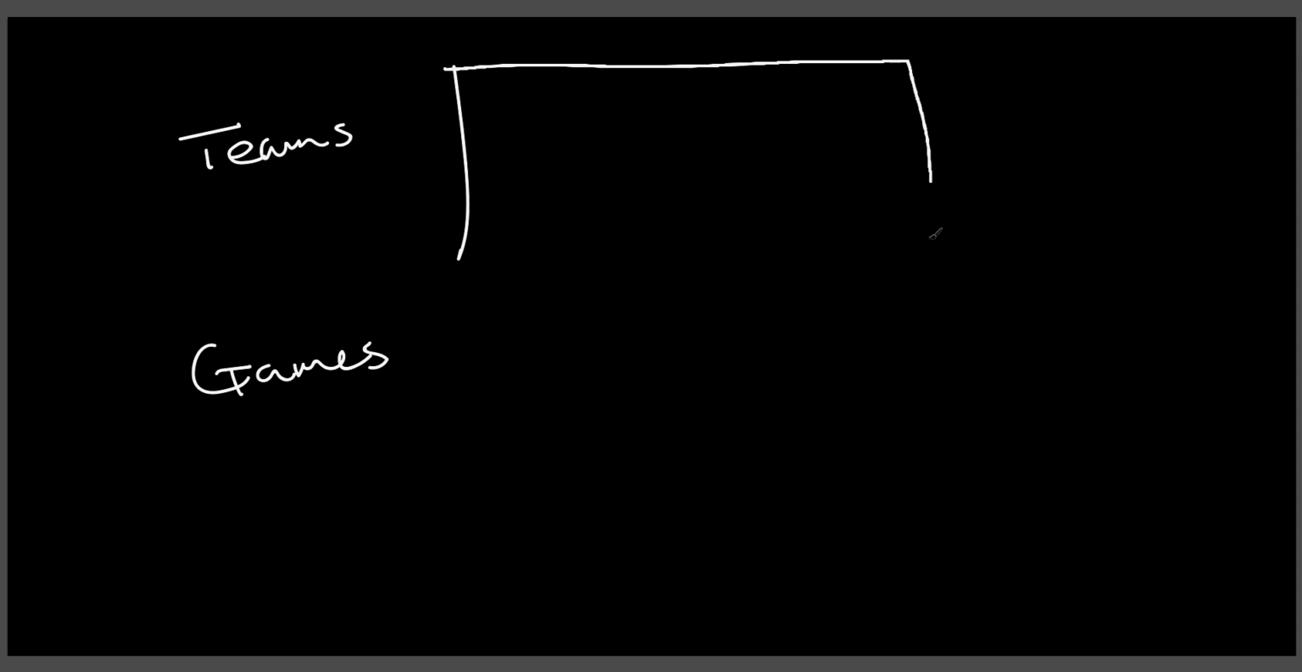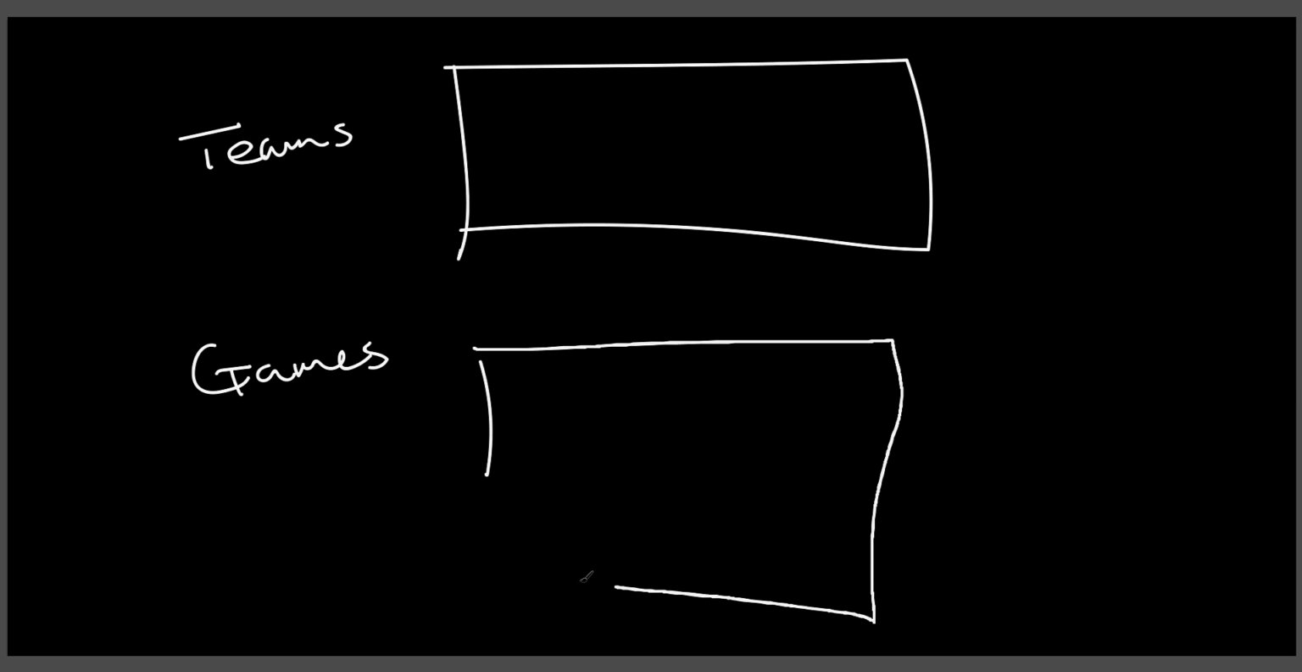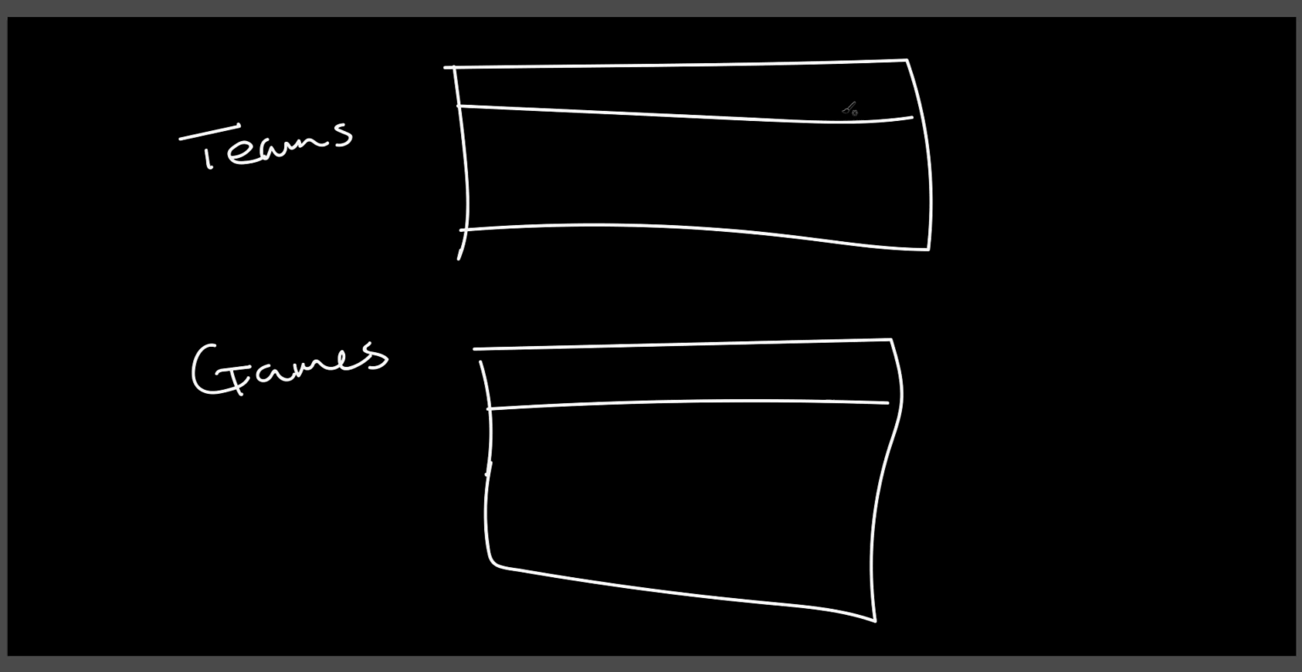Okay, so let's run through a small example, and we'll have two tables, one called teams and another called games. Let's draw these out. This is the teams table. This is the games table. We need some space to write the names of the columns. This teams table will have 3 columns, and here in games we'll have 4.